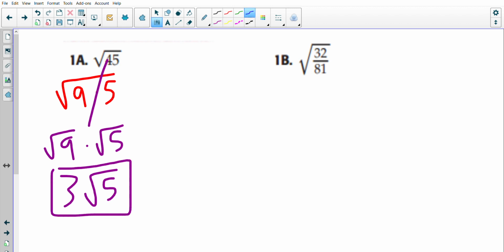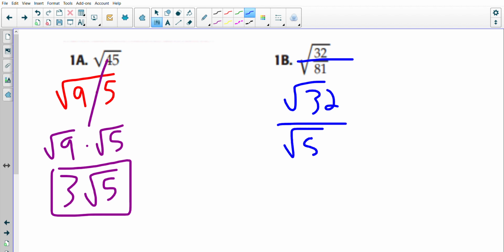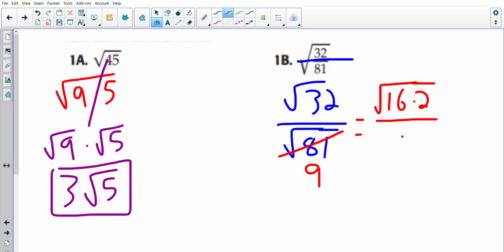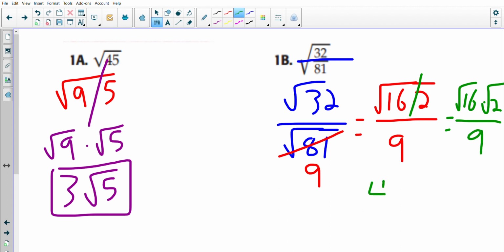Okay, the square root of 32 over 81, I'm going to split in half. So I get the square root of 32 over the square root of 81. On the bottom, that one's pretty easy: the square root of 81 is just 9. But the square root of 32, I know I can rewrite as 16 times 2. So I have the square root of 16 times 2 over 9, and I keep going and split it. I get the square root of 16 times the square root of 2 all over 9. The square root of 16 is just 4, so I get 4 times the square root of 2 all over 9.